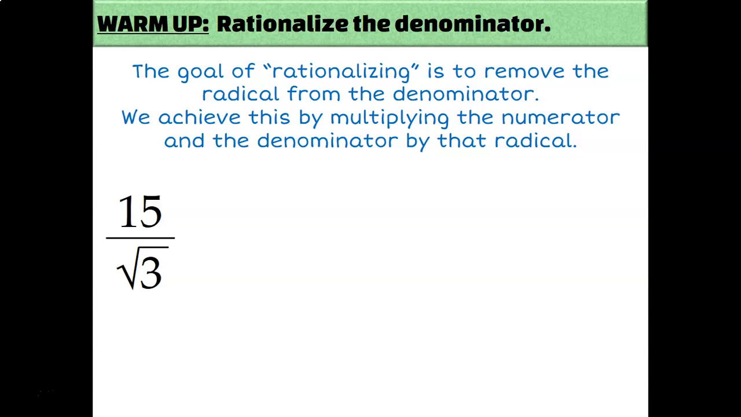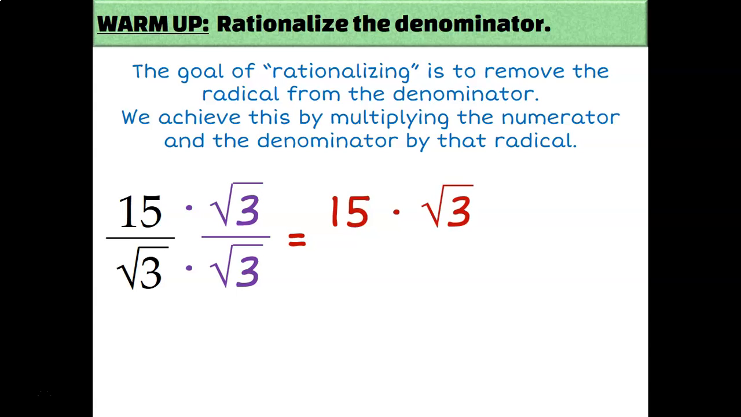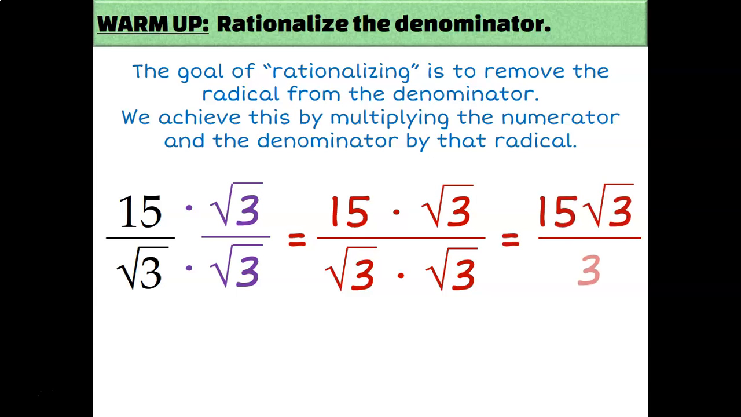Let's see one that has an extra step in it. We're going to start out the same way though. Our goal is to rationalize this denominator, and we'll do that by multiplying the numerator and the denominator by the square root of 3. So on top I have 15 root 3, and on bottom I have square root of 3 times the square root of 3. In other words, the square root of 9. And the square root of 9 is 3. So I have 15 root 3 over 3.